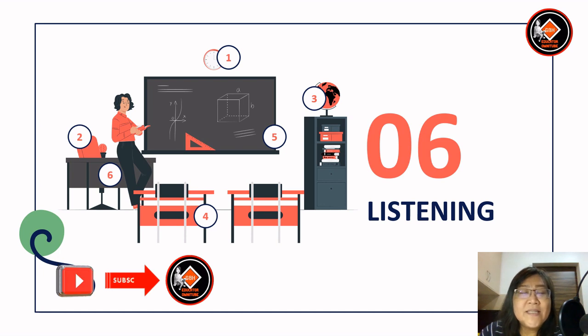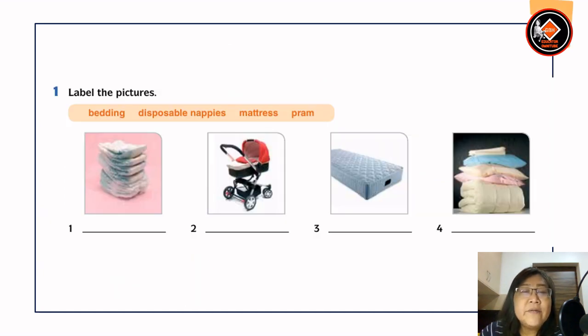Dear students, let's continue the lesson with listening. For listening, first of all, label the pictures. So you have bedding, disposable nappies, mattress, and pram. First picture is disposable nappies. Number 2 is a pram. Number 3 is mattress. And number 4 is bedding.